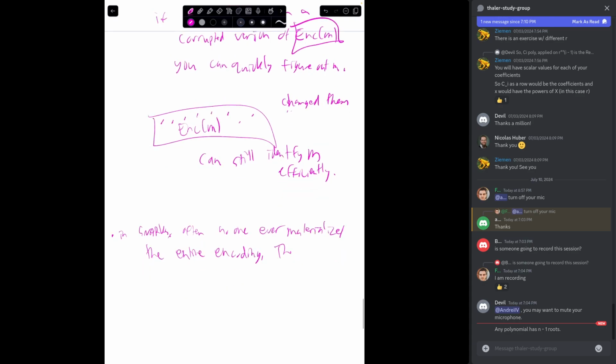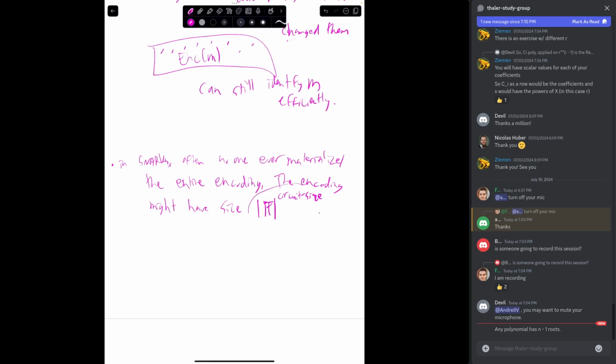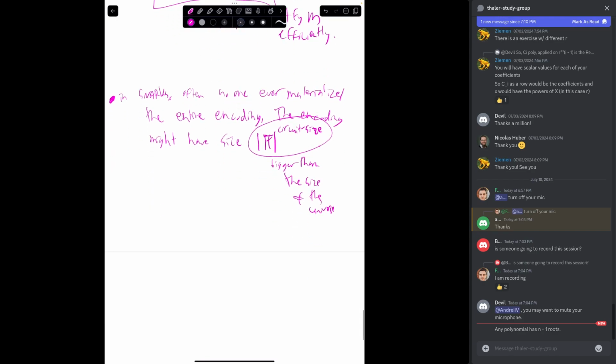So the encoding of some message might be enormous, might have size like field size to the circuit size, where the circuit is what you're proving a satisfying assignment to, so astronomically big, vastly bigger than the size of the universe. So no one could ever write down the whole encoding, but no one will ever have to. And that I can explain in a moment.